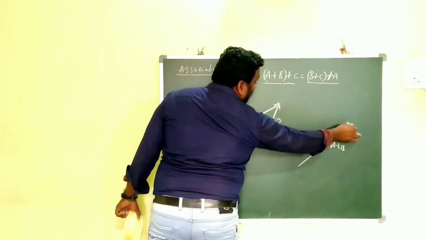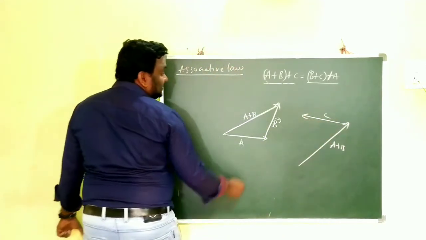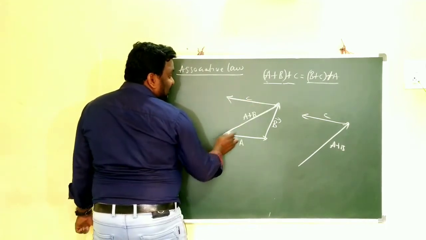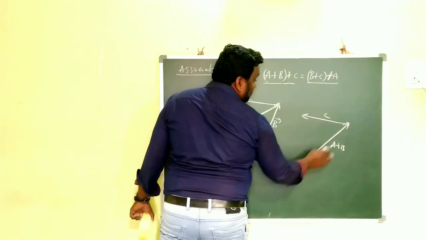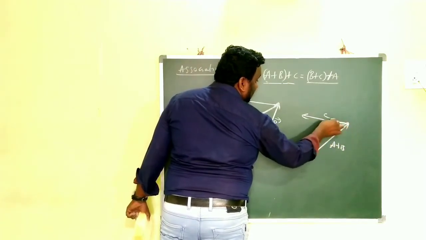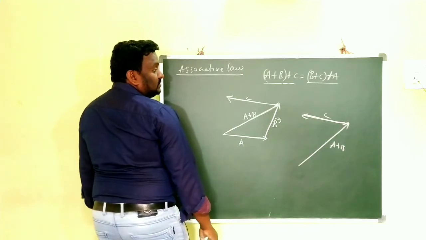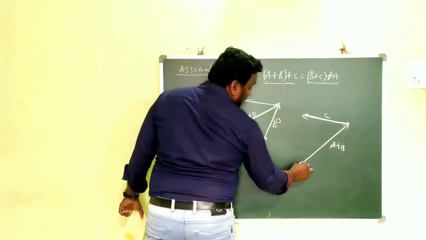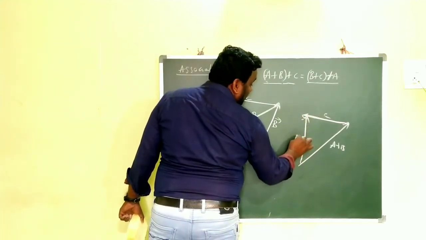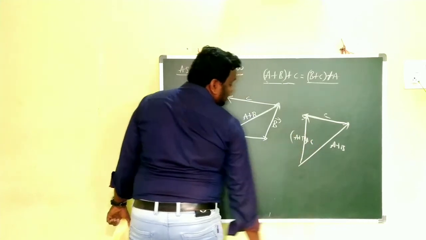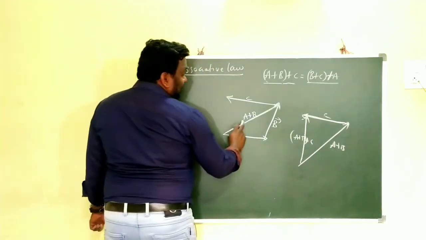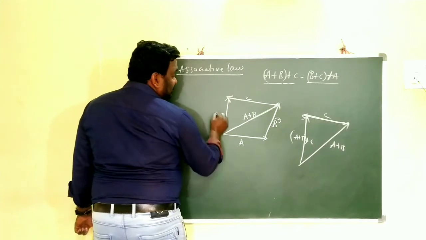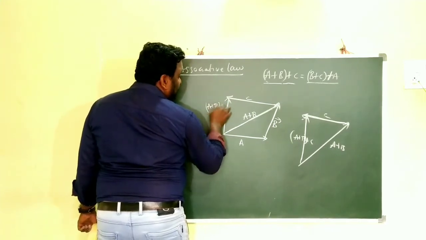For that, children, I am going to add like this. This is C now. Like this. So this is C. This is A plus B. For that what I added? C. Clear? A plus B plus C. So now how can we join them? Like this. This is A plus B plus C.